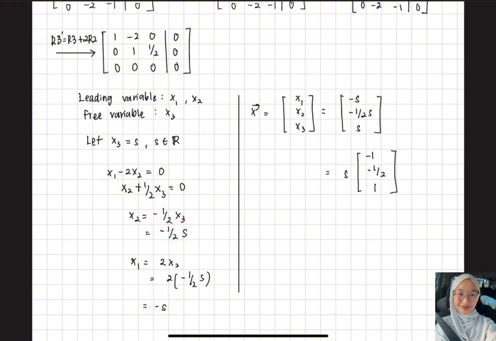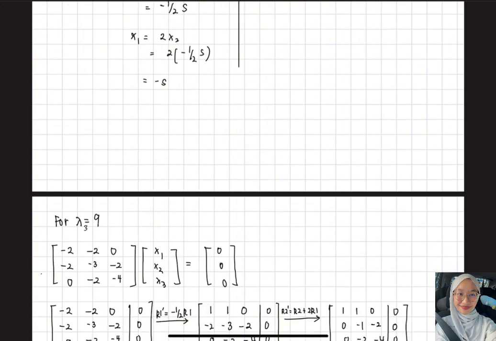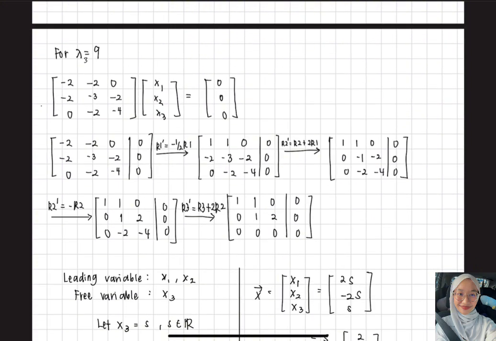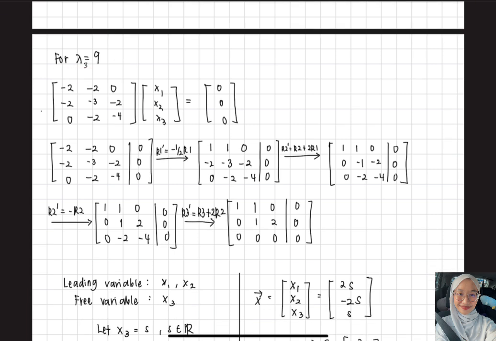So the solution space is negative s, negative 1/2 s, and s. So we get the eigenvector -1, -1/2, and 1. For lambda 3 equals 9, we substitute it into the augmented matrix form. And then we solve the matrix until we get the RREF form.